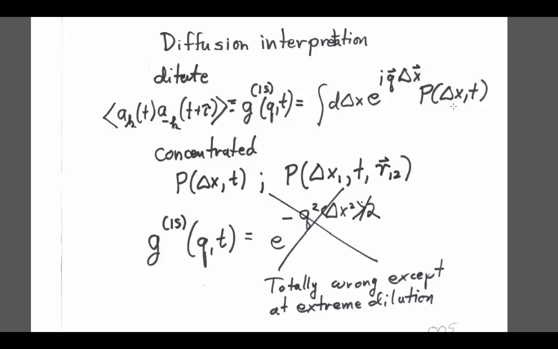You will sometimes see people claiming that you can write the dynamic structure factor, which is what light scattering spectroscopy would measure, or what pulsed field gradient NMR would measure, as e to the minus q squared delta x squared over 2. That would be correct if P of delta x and t is Gaussian, but that's completely false in complex fluids. This equation is totally wrong, except in this very special case of extreme dilution.